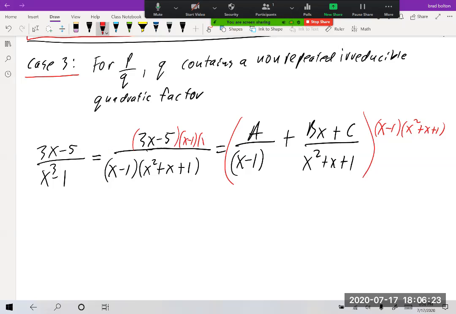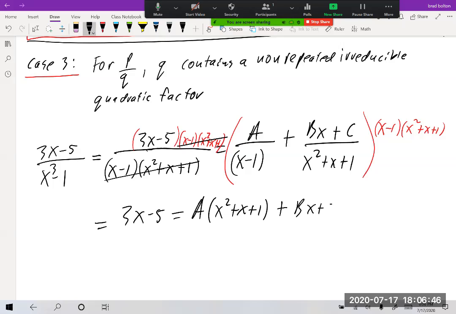x minus 1 times x squared plus x plus 1, okay? Let's see here. So then this will become 3x minus 5, right? Because this will cancel with this. And now this will become a times x squared plus x plus 1 plus bx plus c times x minus 1, right? Because this will cancel and this will cancel, and this will be the leftovers, okay?